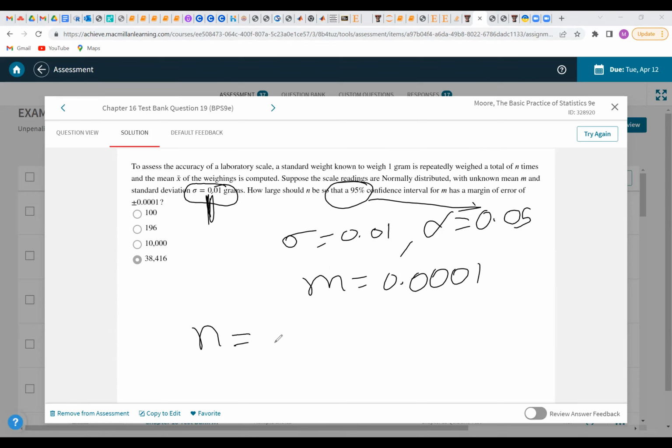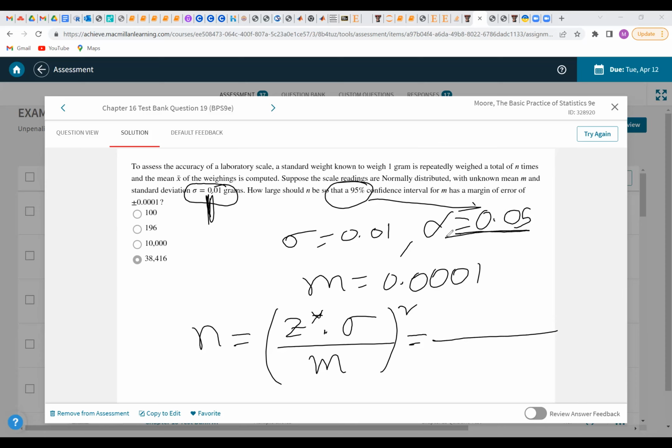So n will be then z star square times sigma square over m square. So plug in the value of z star, and in this case alpha is 0.05. So z star will be 1.96.